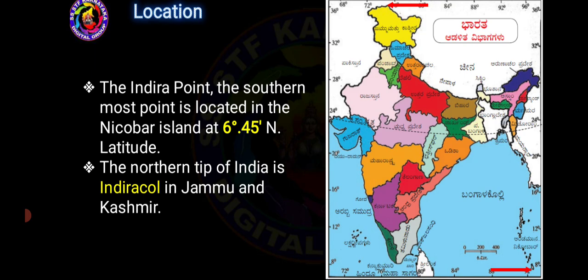The northern tip of India is Indira Col in Jammu and Kashmir. You can see the red mark there. That is one particular place called Indira Col. From Indira Col in the north till Indira Point, the southernmost point in the Nicobar Islands, that much is the length of our country.